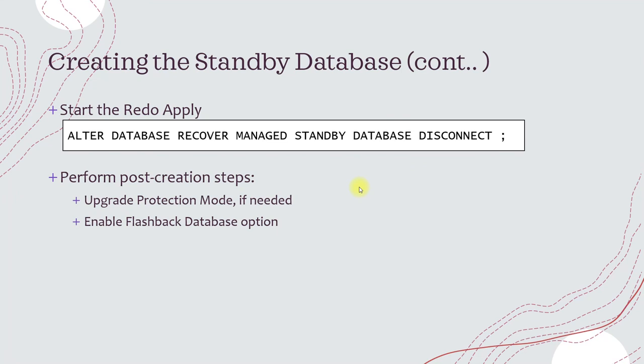Now creating the standby database. After the RMAN duplication is done, you need to go to the SQL prompt and run this: alter database recover managed standby database disconnect. Running this will start the redo apply. Redo apply means the MRP process.